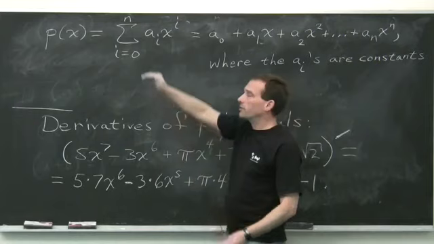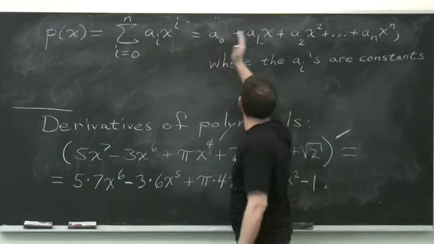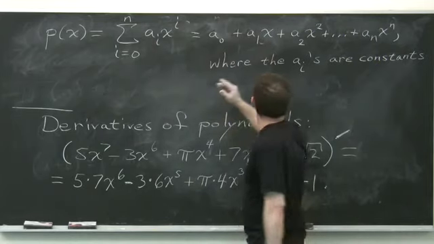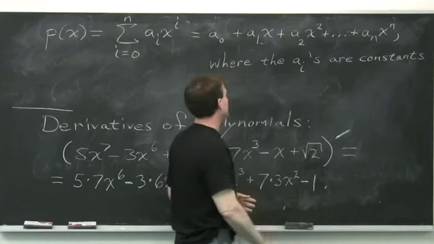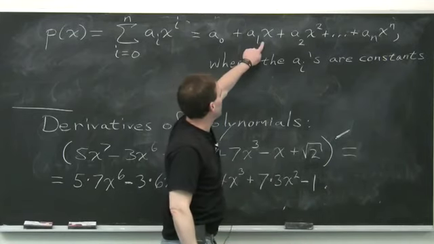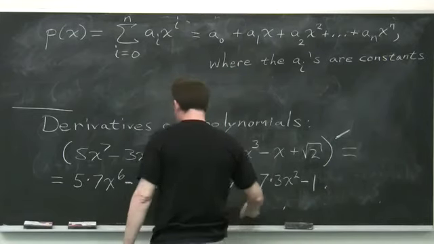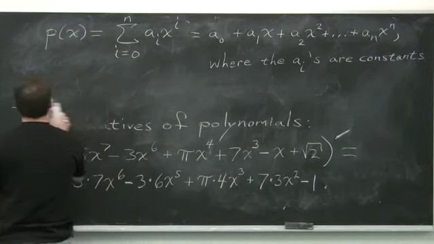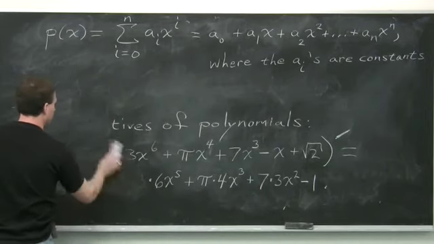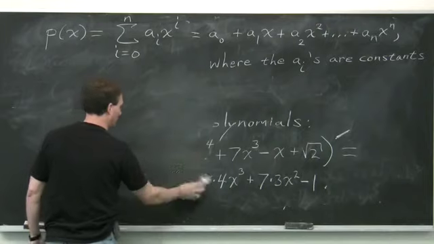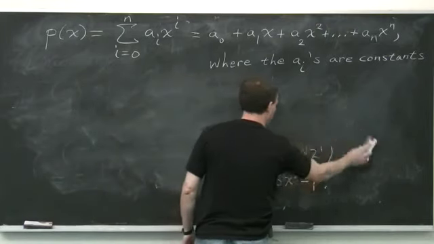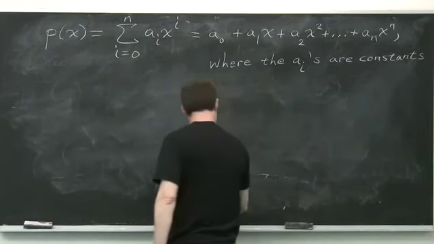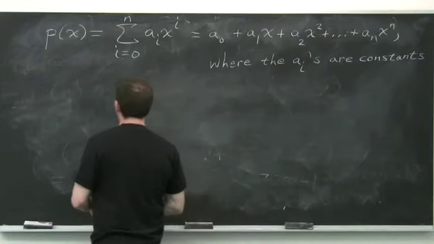This is just a convenient way of writing polynomials. This would be a polynomial of degree n, assuming that a sub n is not 0. All right. So the point is that now we can write the derivative of a general polynomial very easily by combining linearity and the power rule.